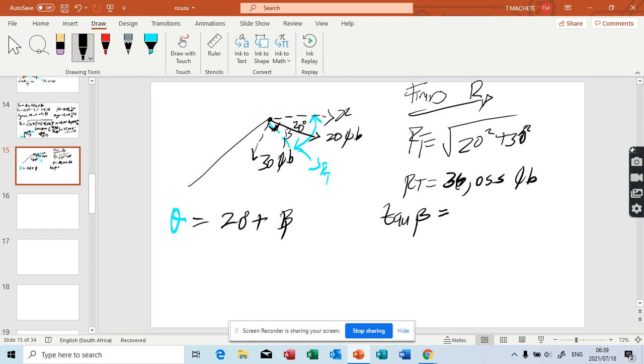Do you understand what I did? You see that theta from x-axis to R includes that 20. But then we don't know that angle beta. That is inside the right angle triangle. So we need to find that angle beta, and to find it, we need to use tan because it's a right angle triangle. So we're going to say tan equals opposite over adjacent. What is our opposite?